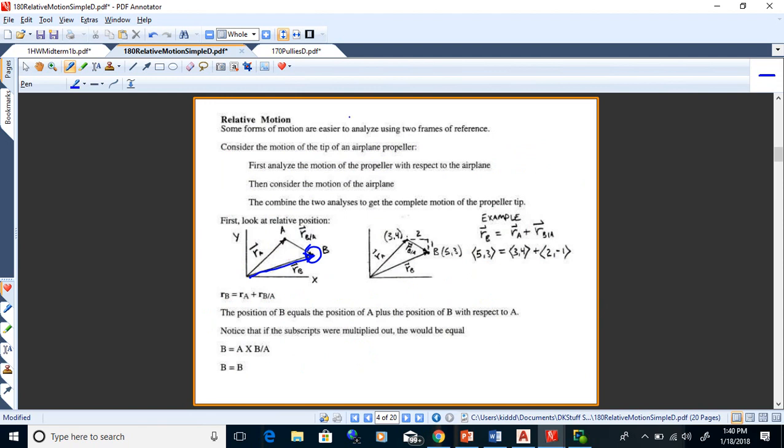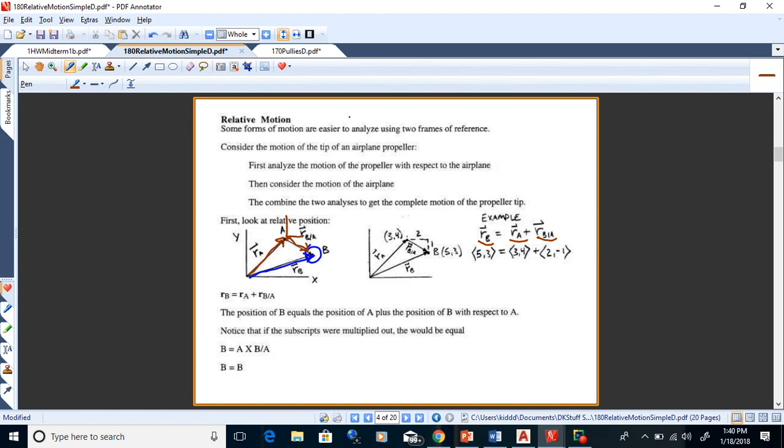But we could also do it another way that relates to relative motion. In this case, it's relative position. We could put an origin up here at A and get the position of B with respect to A. And I'll call that RB/A. And then I can figure out where A is. So if I want RB, I can take RA and add RB with respect to A to it, and I'll get the position of B. Okay? That's relative motion, relative position in this case.